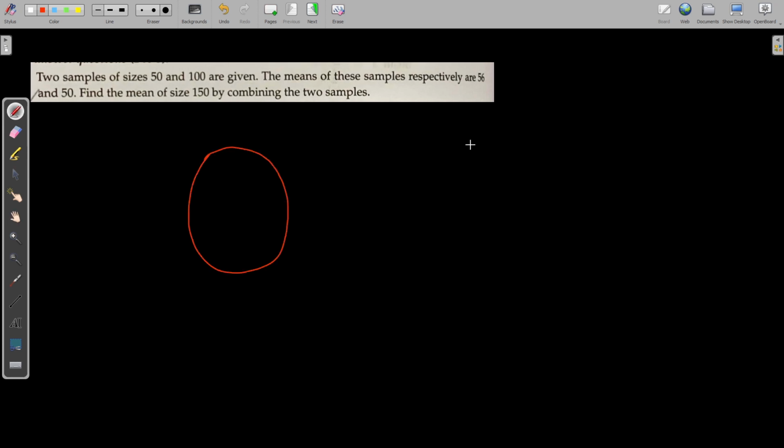Let's draw it like this. It makes it easier. First sample we have 50. Next sample we have 100 data. The mean given for the first sample is 56 and the mean given here is 50. They are asking to find the combined mean.